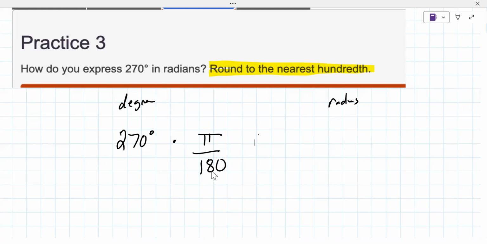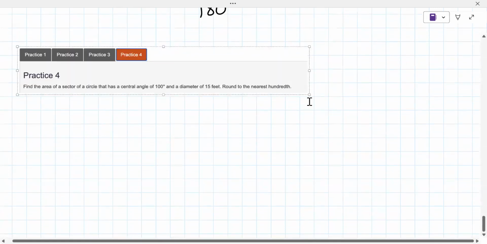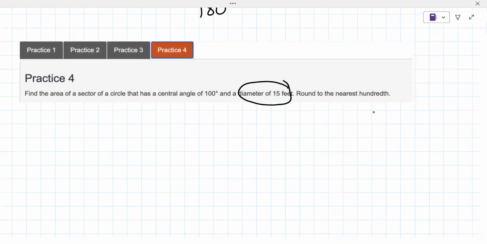Alright, so this one's practice number 4. We're just going to use the formula for the area of a sector of a circle. On the area of a sector, there's a central angle of 100 degrees and a diameter of 15 feet. So just like the previous problem, we never want to work with diameter. So the radius is 7.5.